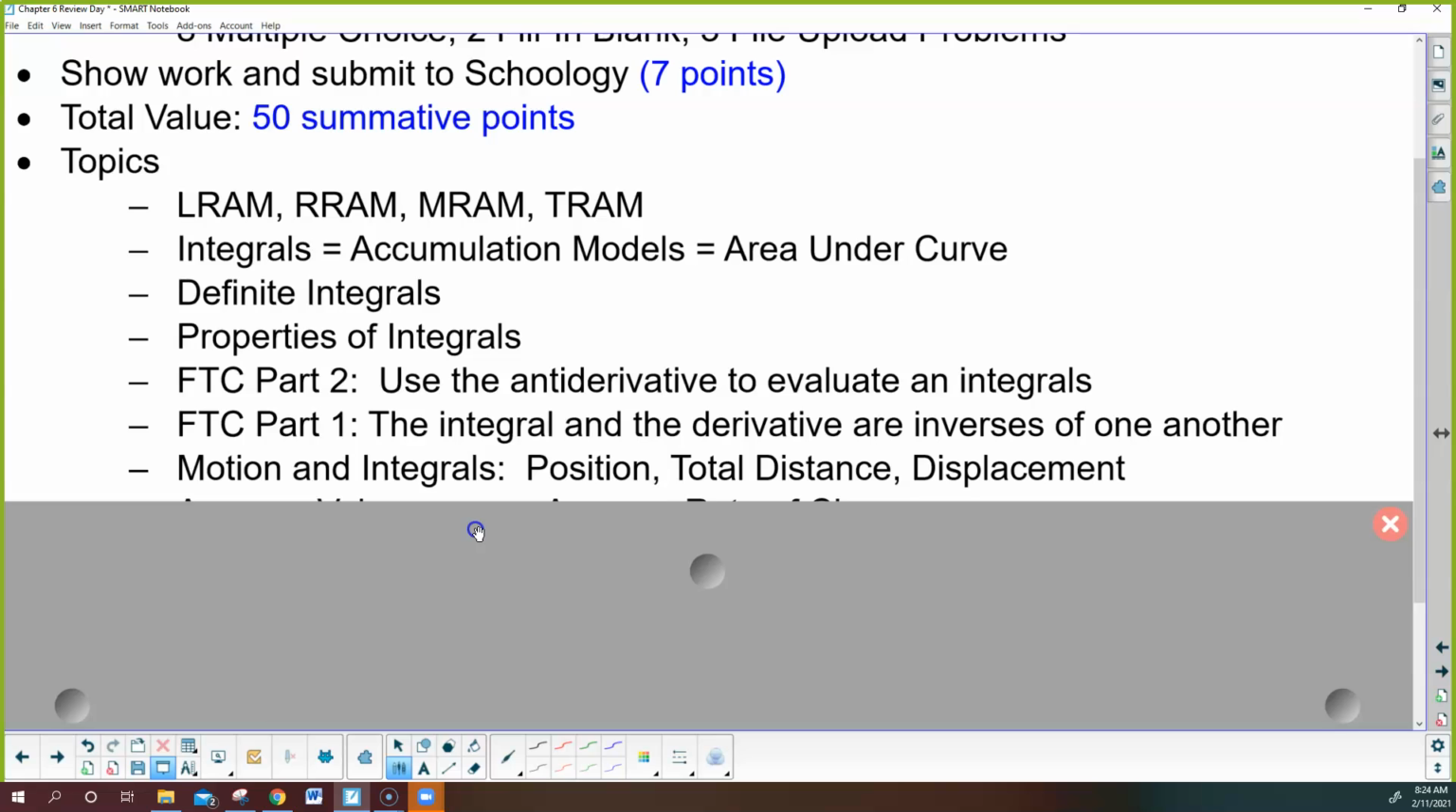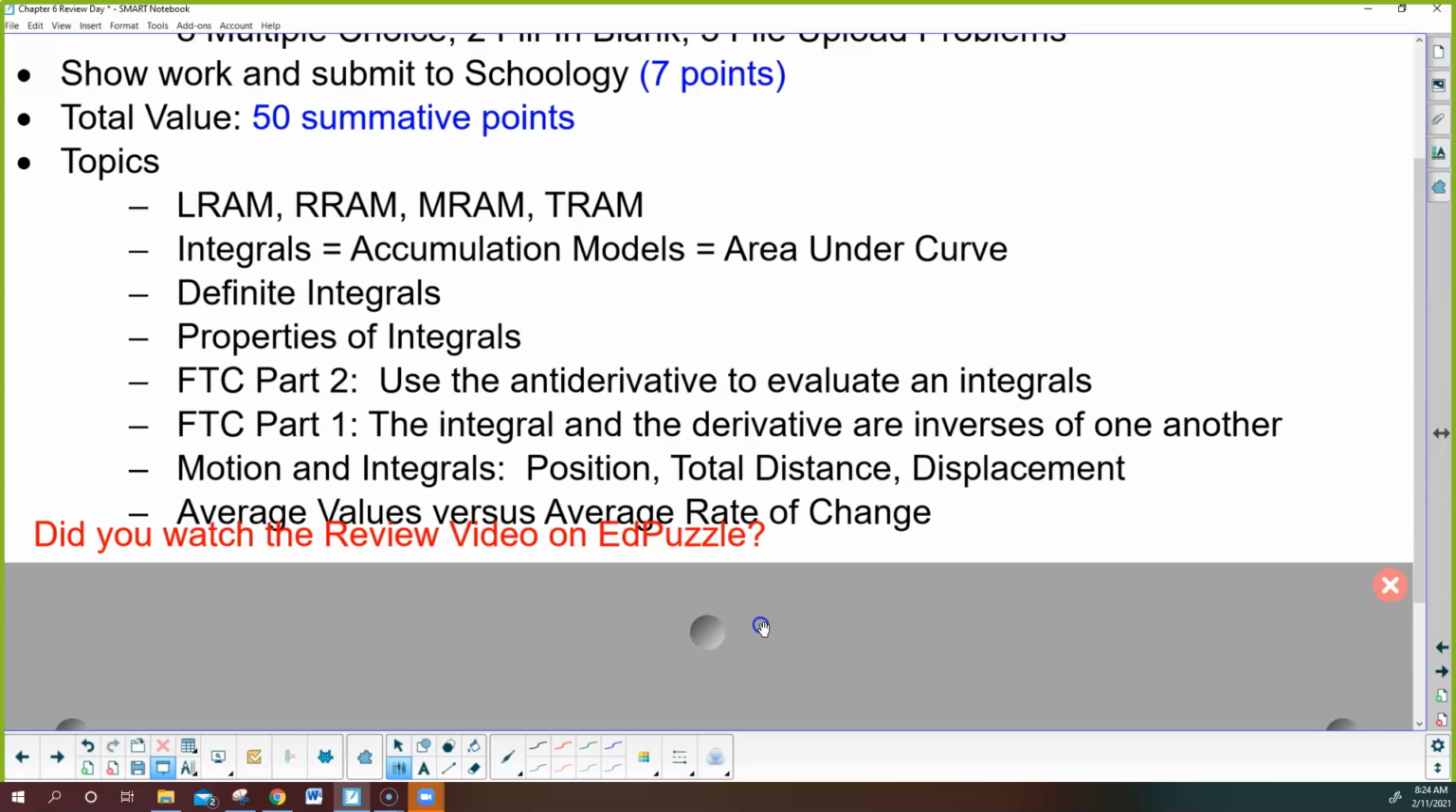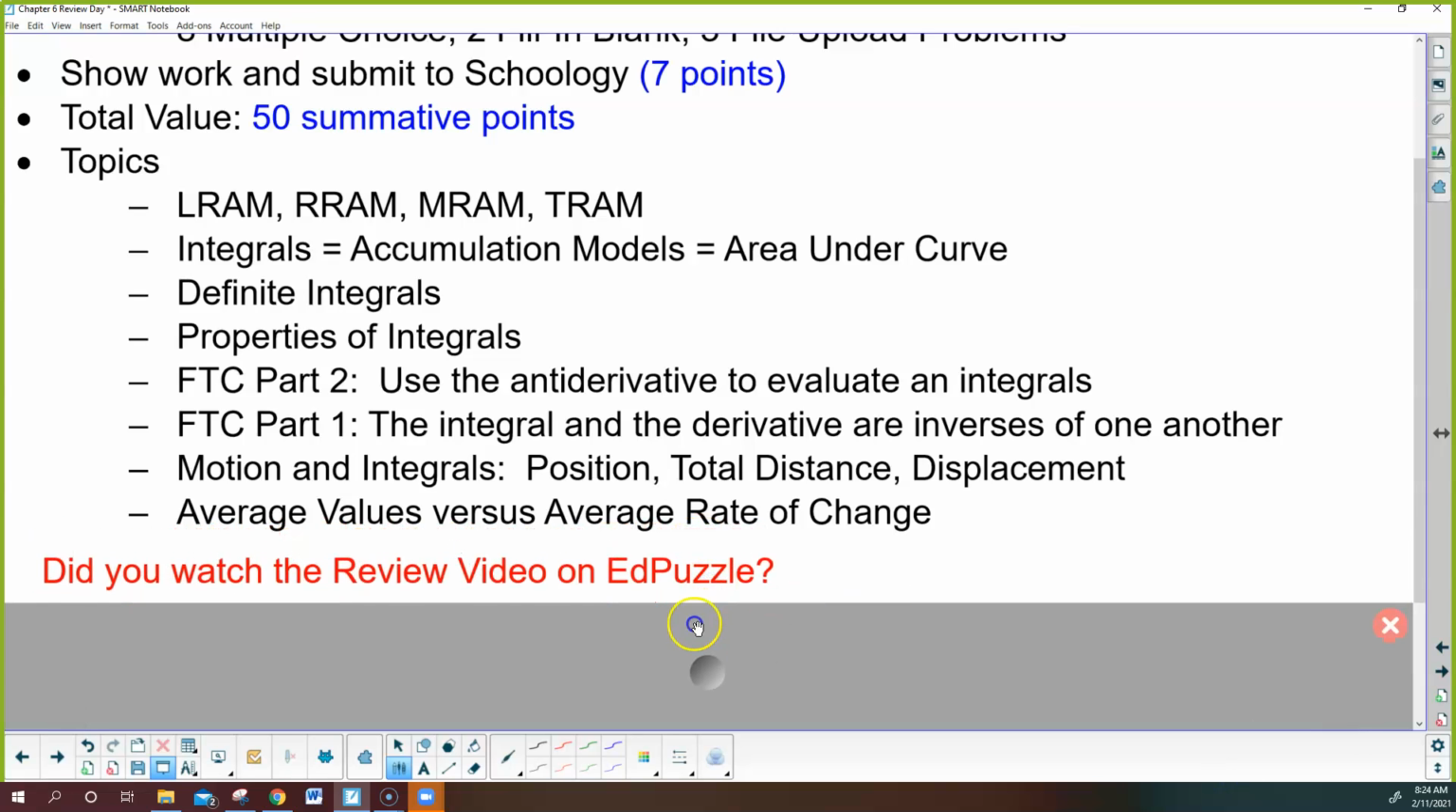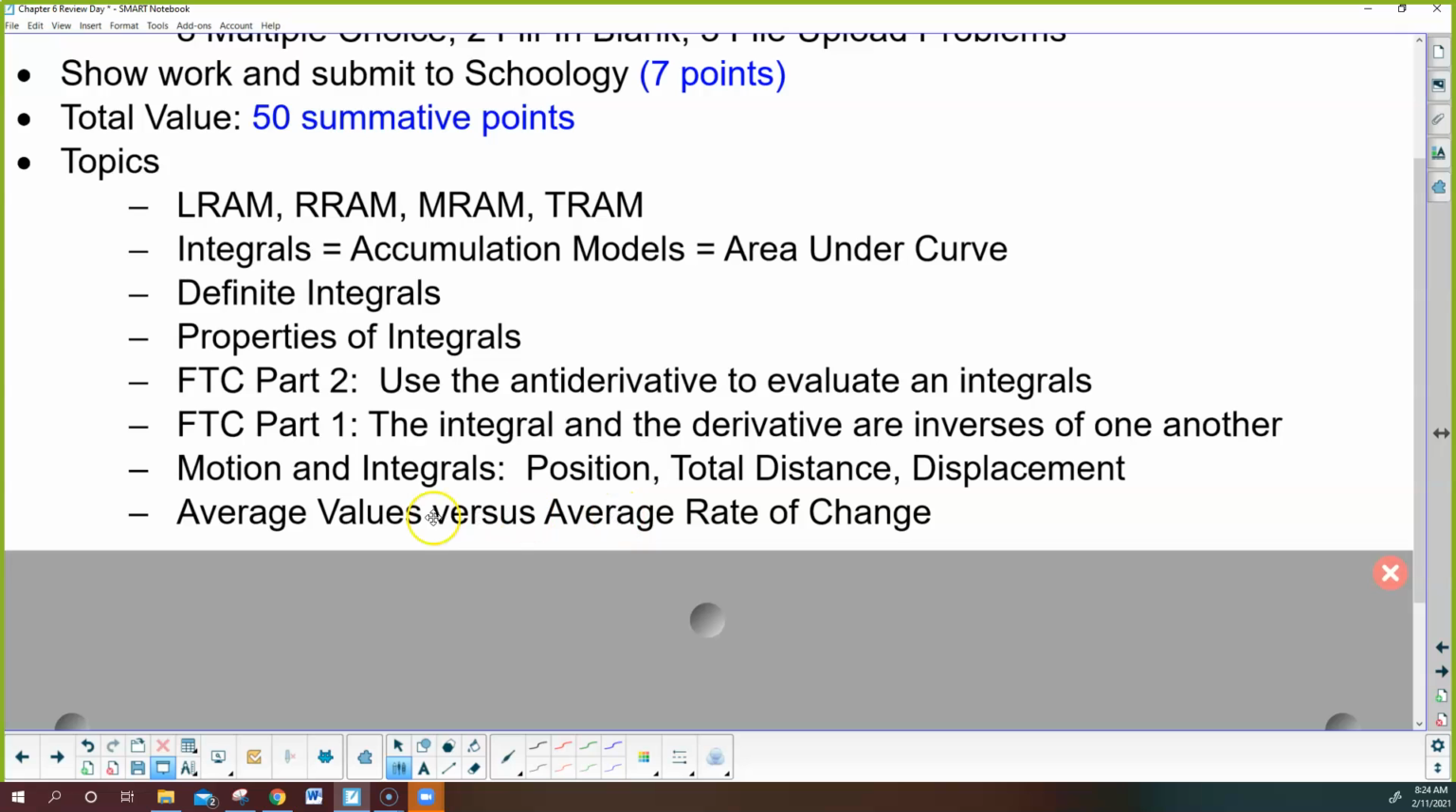And then we had motion problems connected to integrals. So we talked about position, total distance, and displacement. And then we also had average value versus average rate of change. We just saw an average value style problem in the warm-up today. We divided by 10 to get the average value of cholesterol. And then we talked about average rate of change. That's just slope, right? Rise over run, change in y's over change in x's.